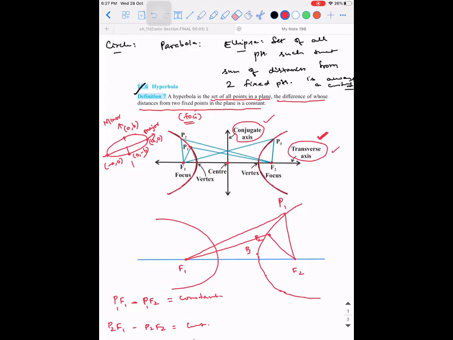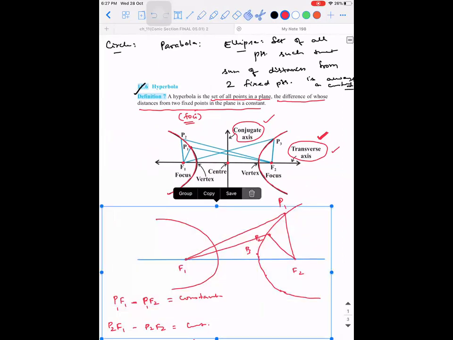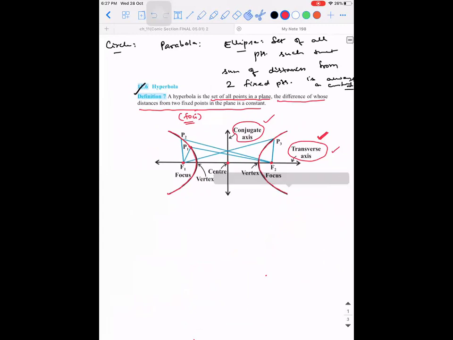Now we need to know the other parts of it. I'm erasing everything. I'll make the diagrams clear. Now see, the curve is cutting the transverse axis at 2 points. The point where the hyperbola cuts the transverse axis is called vertex. Write it down. The point where the hyperbola cuts the transverse axis is called as vertex. Next, the midpoint of the foci is called as the center. Clear? The midpoint of the foci is called as the center.